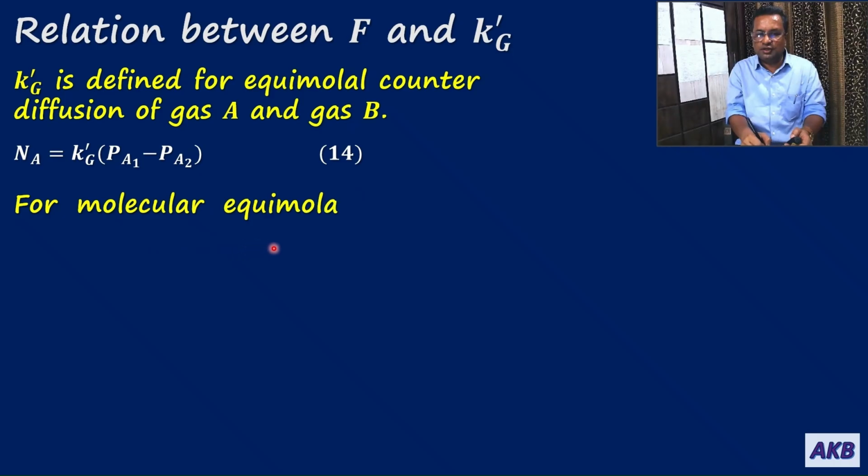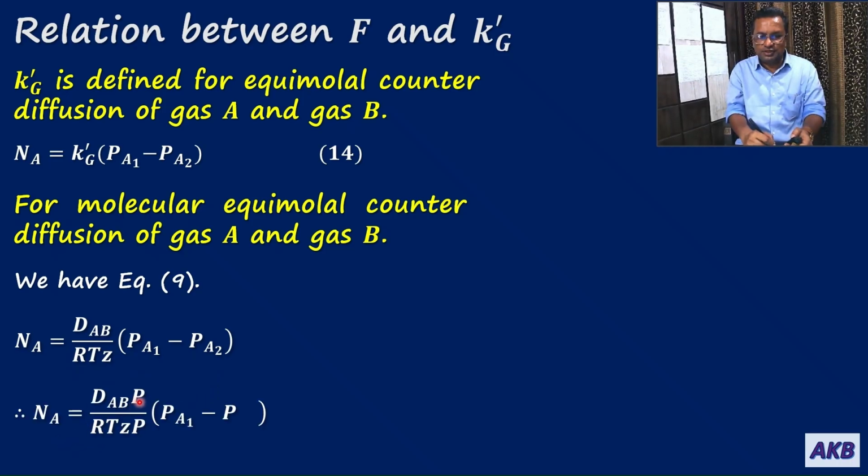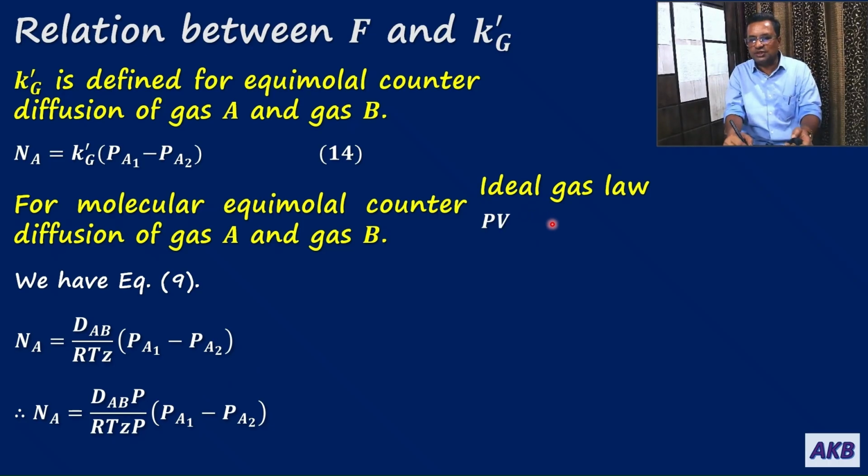For molecular equimolar counter diffusion of gas A and gas B, the applicable equation is equation number 9, which is Na is equal to dAB upon RTZ into Pa1 minus Pa2. That is, Na is equal to dAB P upon RTZ into Pa1 minus Pa2 upon P. So in order to get P upon RT in this equation, I am multiplying with P and at the same time dividing with P. Now P upon RT will be replaced with C.